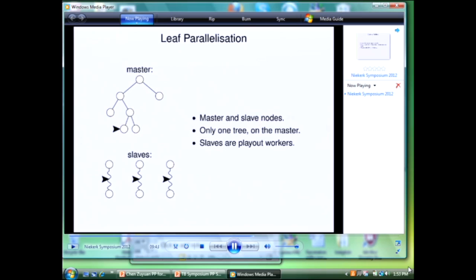In leaf parallelization, the work is divided between one master and a number of slave nodes. The master node maintains the MCTS tree and delegates the work of doing playouts to the slave nodes. The slaves perform the simulation step, and the master performs the other three steps of the MCTS iteration. The potential issue with leaf parallelization is that there is only a single master node that must perform a significant portion of the MCTS iteration, and this could potentially become a bottleneck.